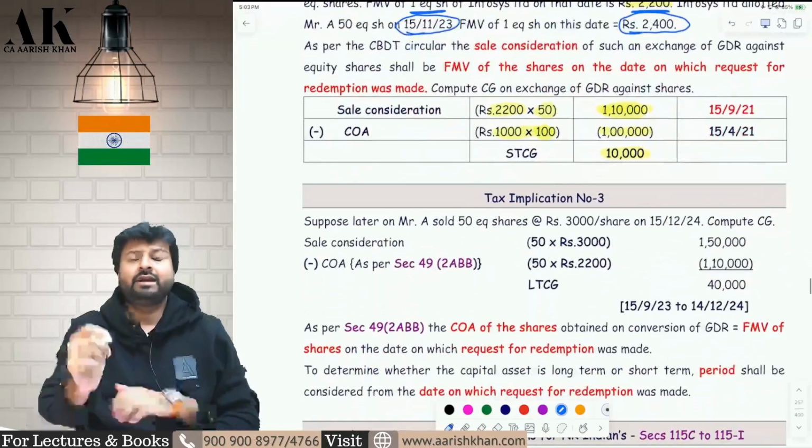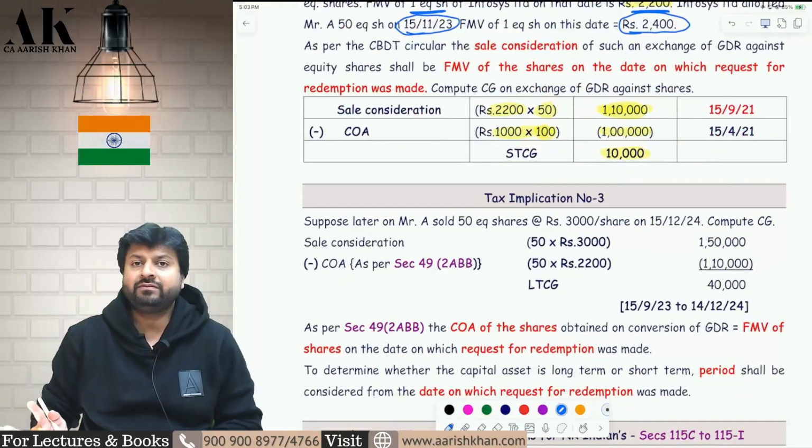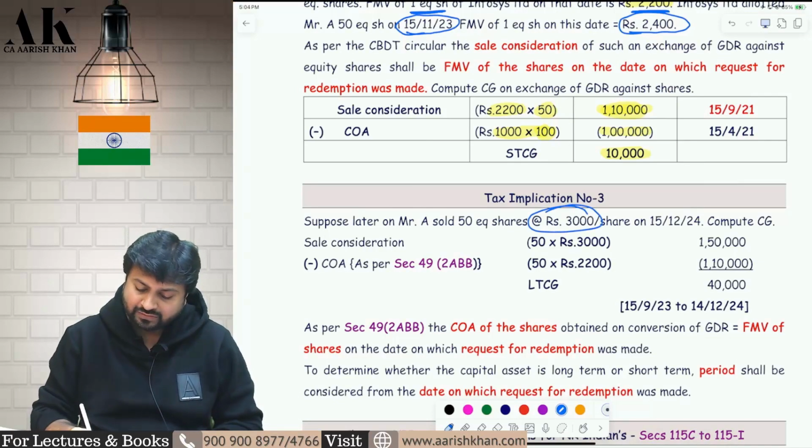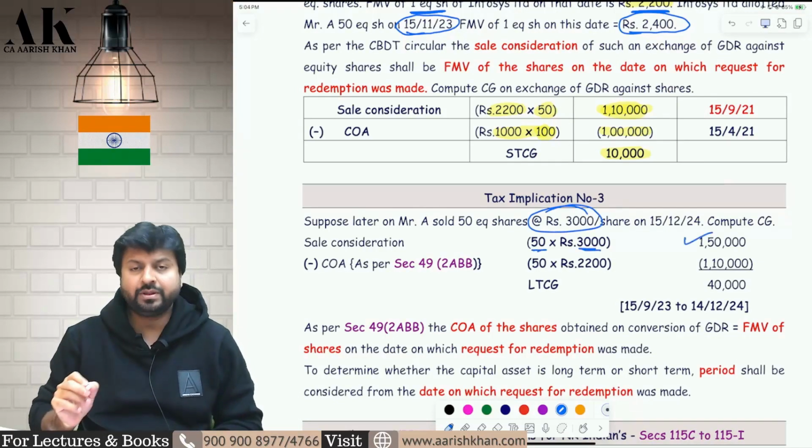Now, what do I have? I have 50 shares of the listed company Infosys. Later on, if I sell them for 3,000 rupees per share, how will the capital gains be computed? Selling price will be 3,000 into 50 shares. This will be my sale consideration.